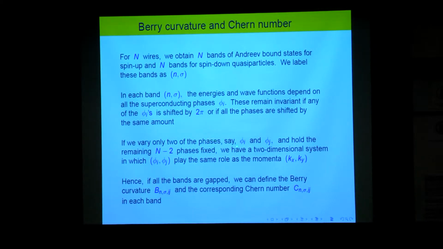Now suppose we vary only 2 of the phases, let's say phi 1, phi 2, and keep all the other phases fixed. That gives you a 2-dimensional system in which phi i, phi j play the same roles as the momentum kx and ky. So if all the bands are gapped, we can define the Berry curvature in terms of those two, phi i and phi j. You define derivatives of the wave function with respect to phi i and phi j, get the Berry connection, then take the curl and get the Berry curvature. So even if you have an n wire system, you can just concentrate on two of the phases and use that to define a Berry curvature and a Chern number.